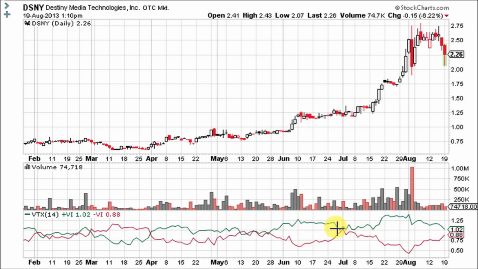Here's another period of congestion where the VIs never cross. It is bullish the entire time because the green line stays above the red line and above 1.0. And then right here, on the biggest surge in volume in a long time, the stock breaks out into blue sky territory after forming a bullish chart pattern on really good volume, and it just keeps running.